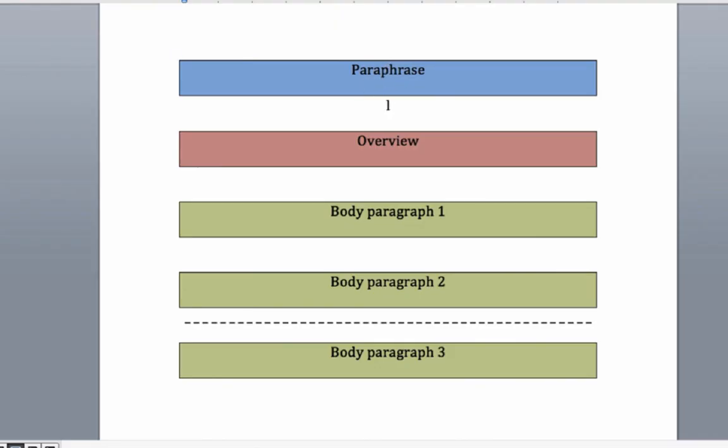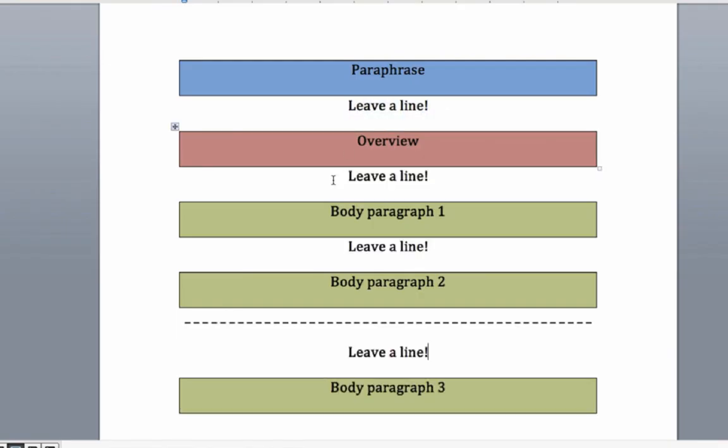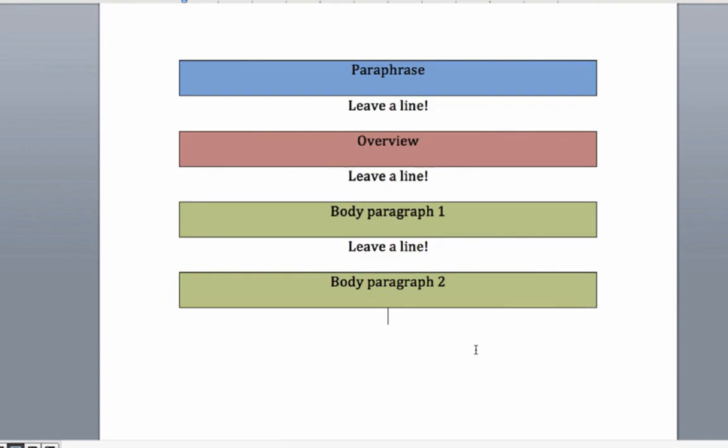I'm just going to leave a line open. Then you put your overview. Leave a line. Then you do your body paragraph 2, sometimes I put a line here. Sometimes you have body paragraph 3, but not usually. In today's, we're just going to have body paragraph 2. So today it's just going to look like that.